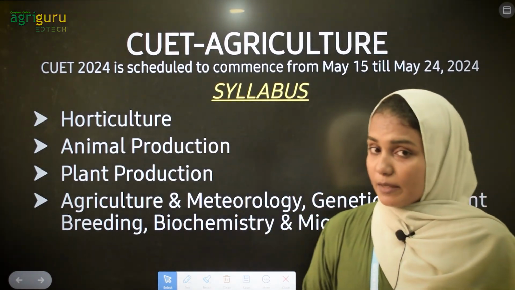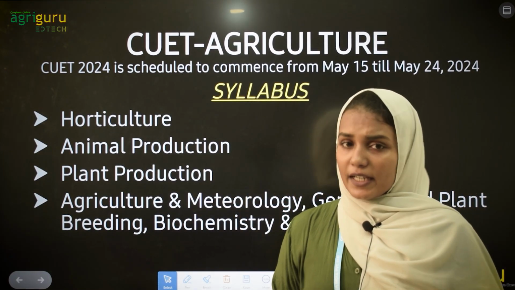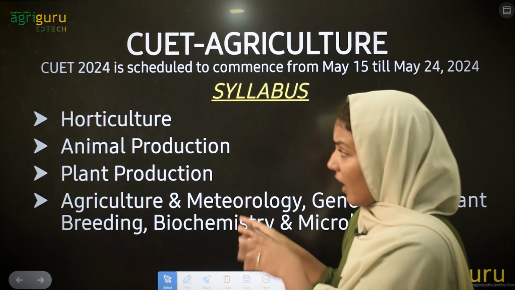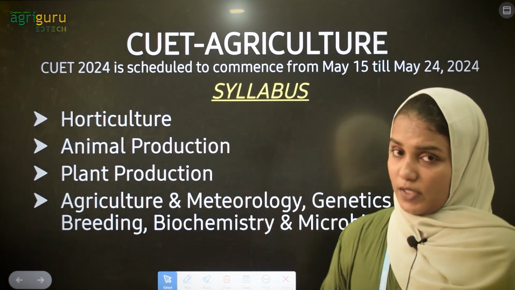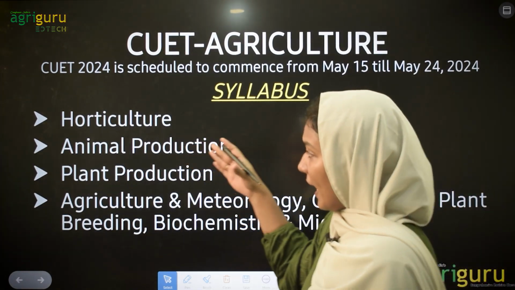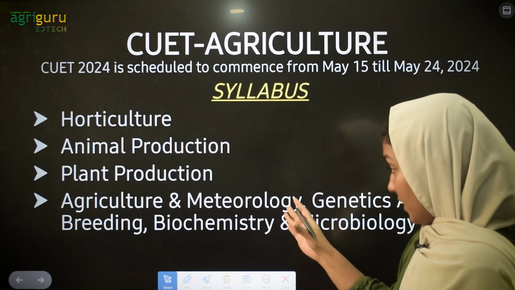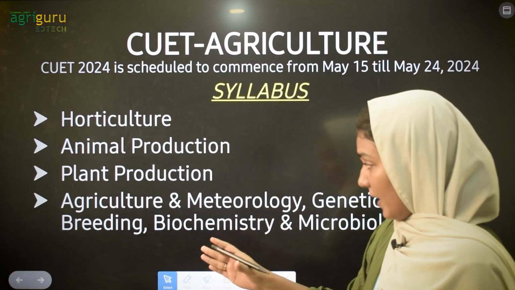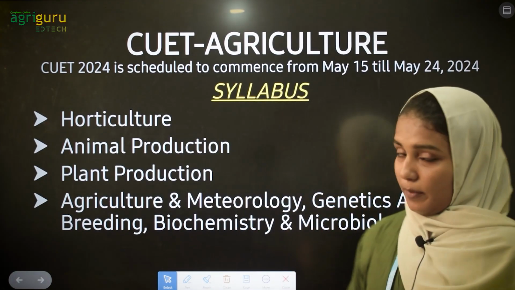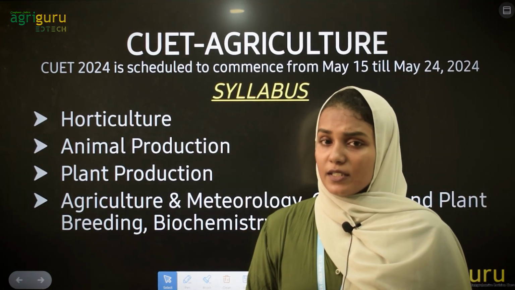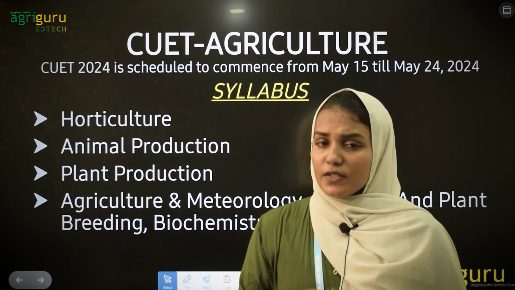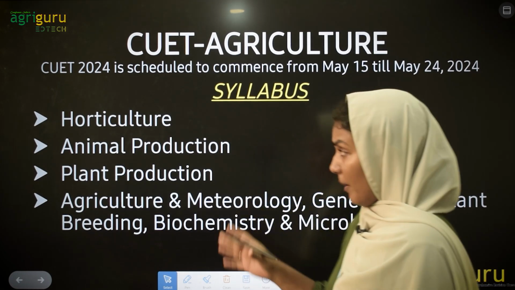Then coming to the syllabus of the exam, for the agriculture portion, the questions are mainly asked from 4 different units, that is horticulture, animal production, plant production, then agriculture and meteorology, genetics and plant breeding, biochemistry and microbiology. These are the 4 different and important portions from which the exam questions are coming.